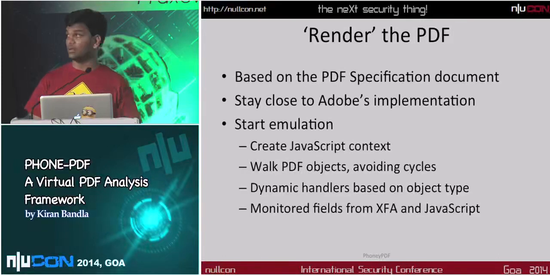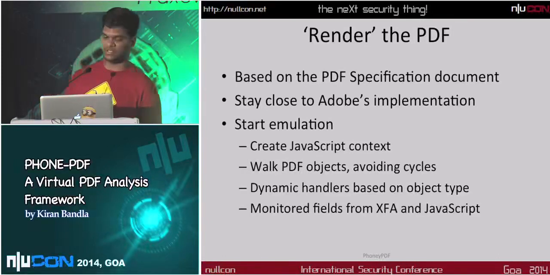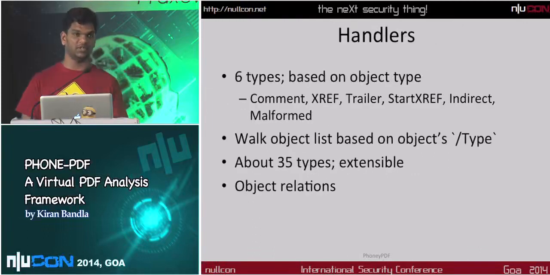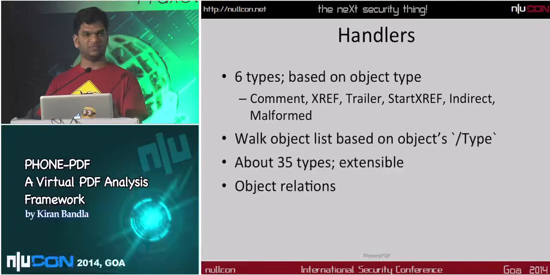This is an example, hope you can read it, a code snippet from inside Phony PDF showing how it handles one object. Here it's trying to see if the type is action, and if it is action, it does a bunch of things. It checks if there's another key called /S, which is indicative of JavaScript. And if it actually finds that, it extracts the JavaScript and executes it inside the context. And it also increments some features and other things.